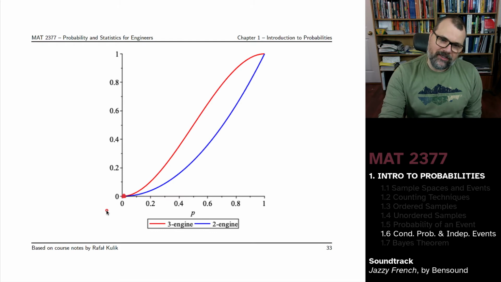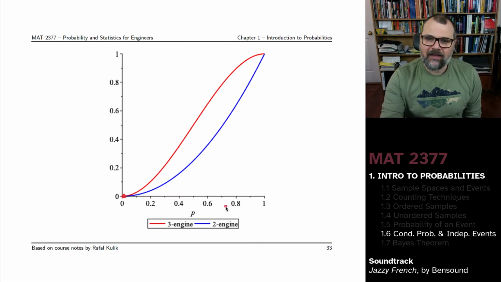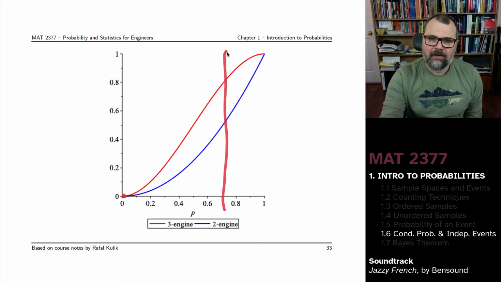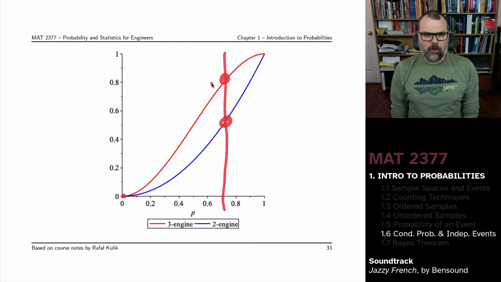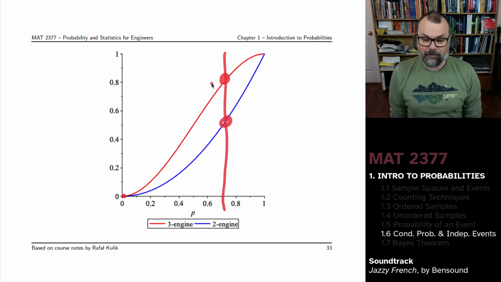And if the probability of failure is very high, then you're in cases where, yes, technically speaking, the 2-engine plane is safer than the 3-engine plane, but the 2-engine plane has a 50% probability of failing. I'm not flying that plane, even if it's safer than the 3-engine plane.